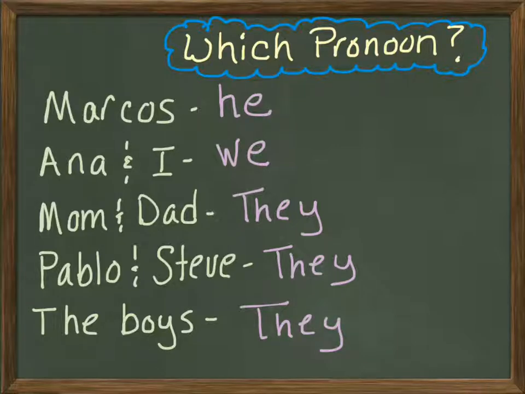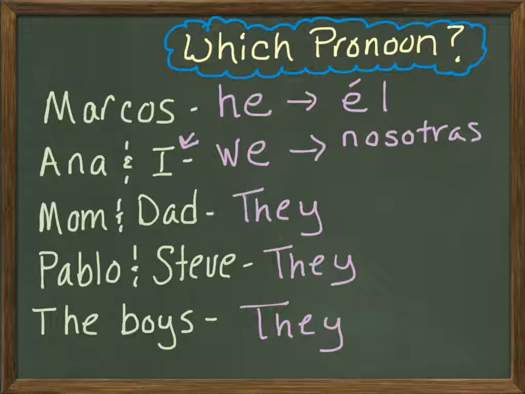Okay, now let's go back and look at these in Spanish. So Marcos would be a he, so you would use the Spanish subject pronoun él with him, okay? That's what you would replace it with. Anna and I, now if you're a girl and you're like me, Anna and I, we would make a nosotras, a female we. But if you're a boy, that means your I is male, and you're always going to make a mixed group. So you would use the nosotros to say we in this case.